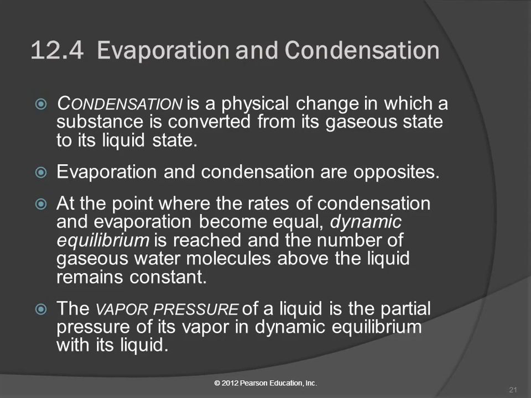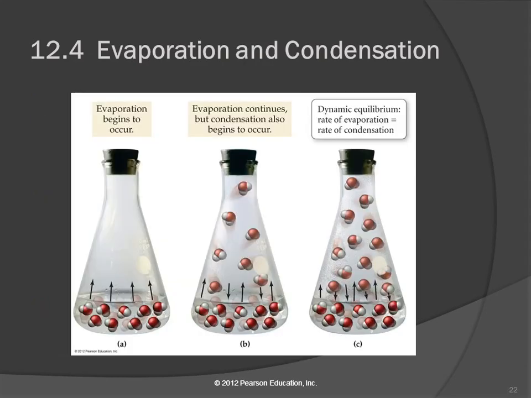So when we have a closed container, we have evaporation and we have condensation, and those will at some point come to an equilibrium where the rates are equal. And then we have a gas above the liquid, and that's going to exert a pressure, and that's called the vapor pressure. So the vapor pressure of a liquid is the partial pressure of its vapor when it's in dynamic equilibrium with the liquid. Yes, a picture.